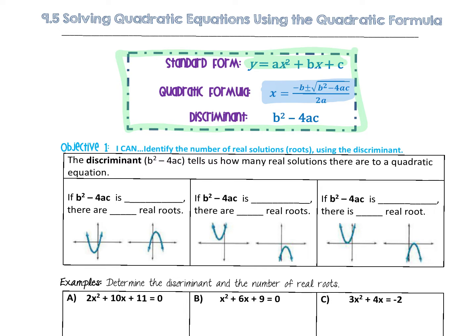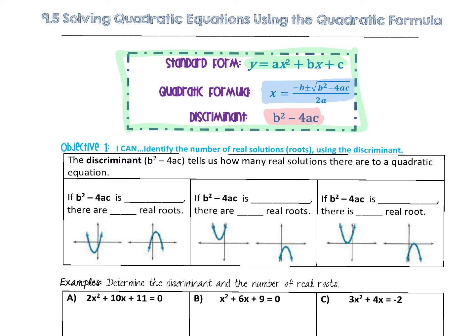Now, we have something called the discriminant. The discriminant is just the radicand, the part underneath the radical sign. It tells us how many real solutions that we're going to have. Okay, so we can find out how many solutions we have just by doing the discriminant. Okay, so if b squared minus 4ac is positive, then there are going to be two real roots.